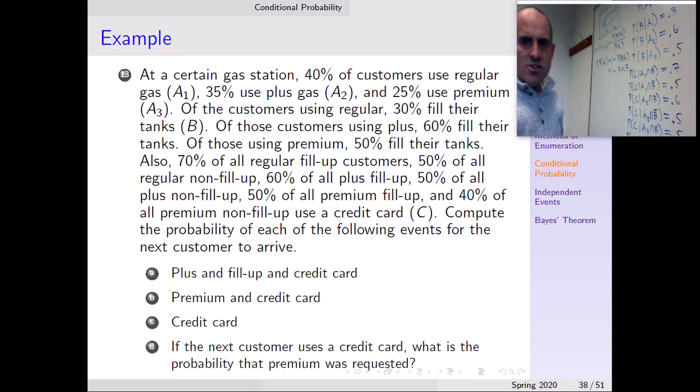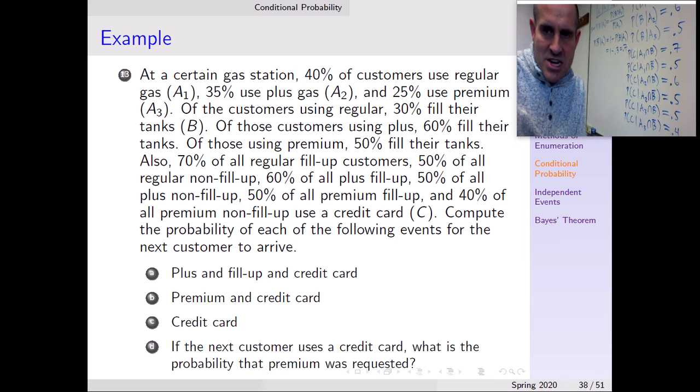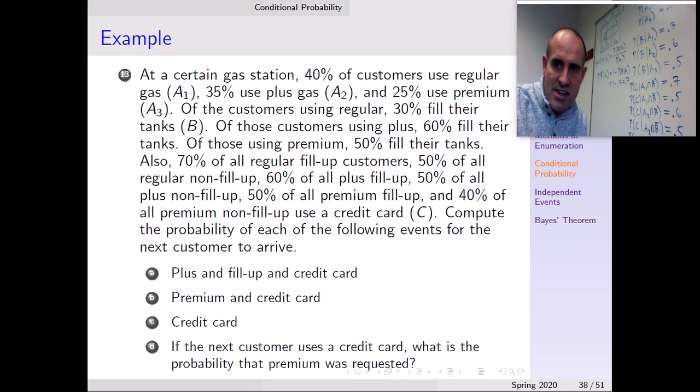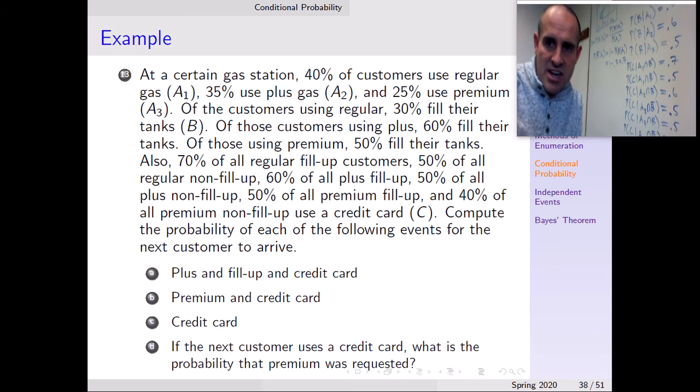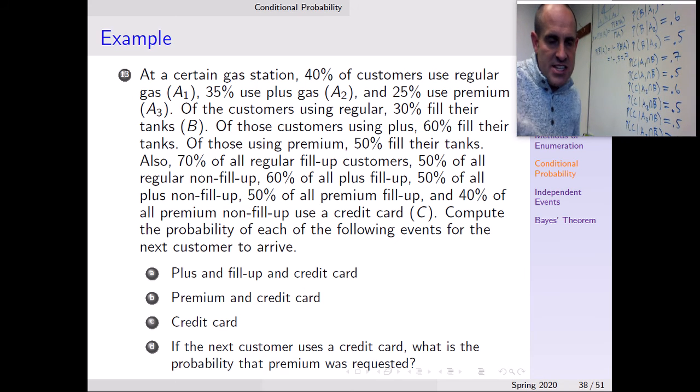So look at all that information. All that information is contained in that one sentence. And it says compute the following events. I don't know if we'll do all of these, but let's at least do one of them, for instance.